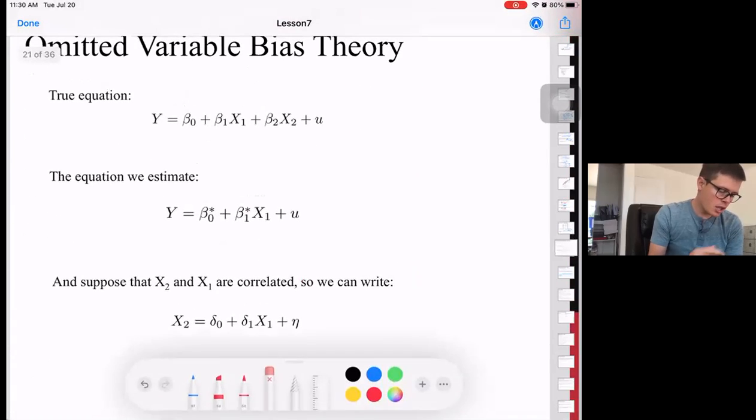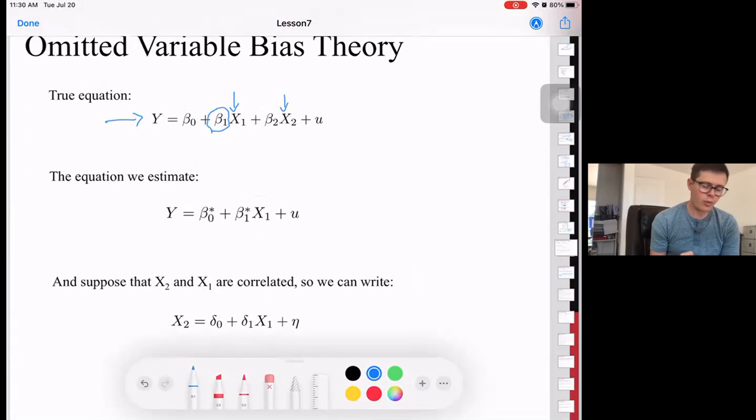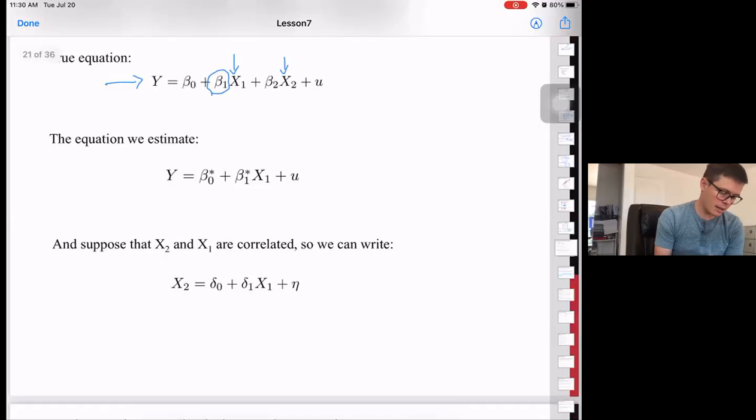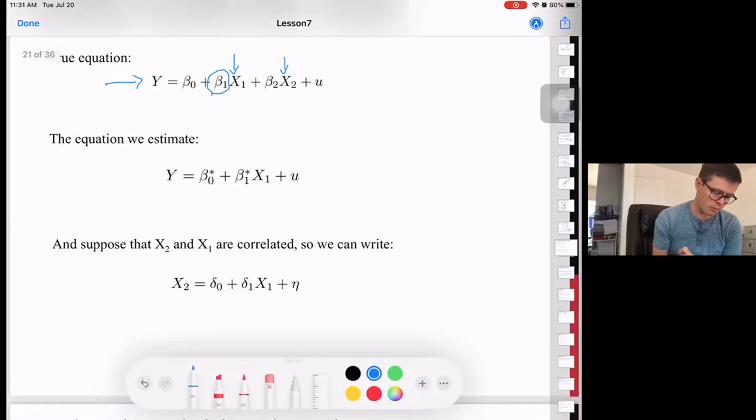So imagine that we have a true equation. Our true equation is here, which when I say true equation, what I mean is that y is in actuality a function of x1 and x2, or rather that x2 needs to be controlled for to estimate the beta 1. And so this often happens in econometrics, is that what we want to estimate is some big regression like this blue one that I've marked up in blue.